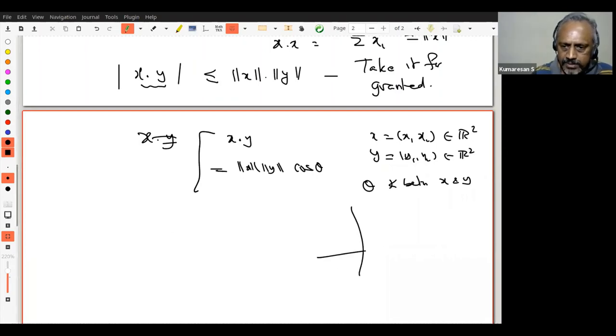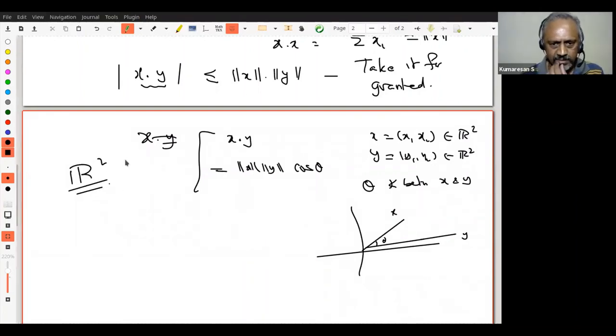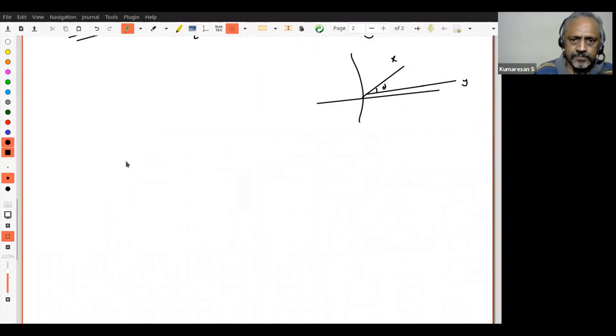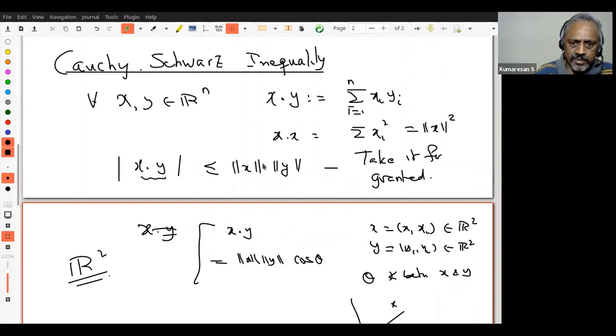So I have two vectors. This is my x, this is my y. Then take their lengths, look at the angle theta between them, and take cos theta. Then the dot product is the length of x, times the length of y, times cos theta. This you must have seen in R2. From yesterday's discussion, I saw some of you already know that. But let's come back to this. This is all I will need.